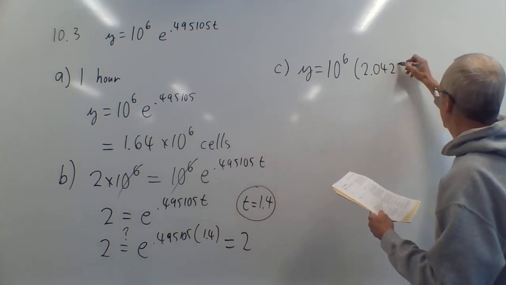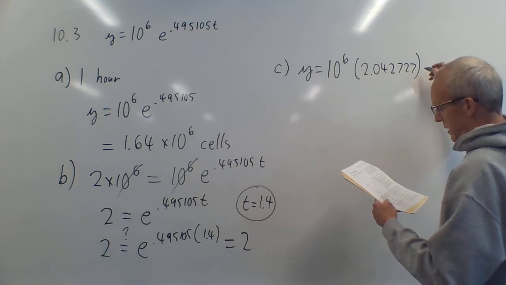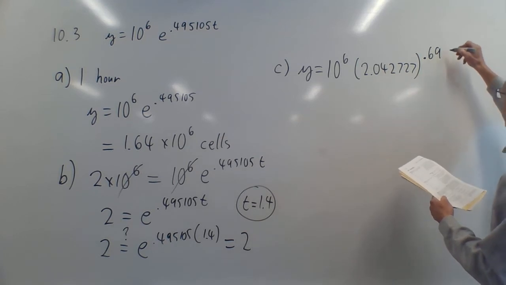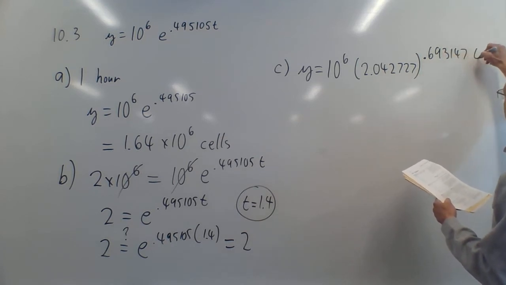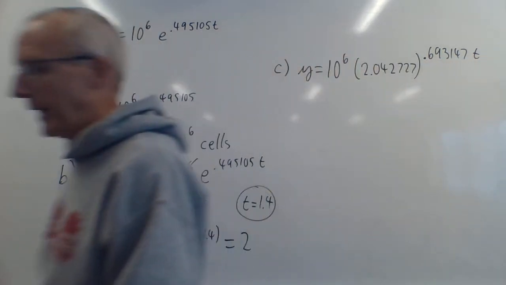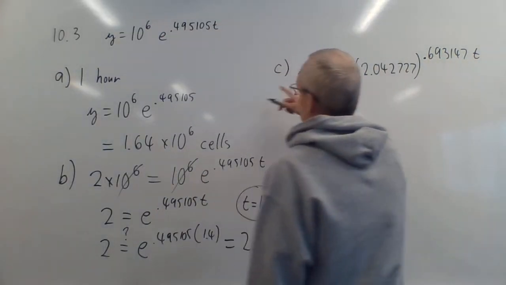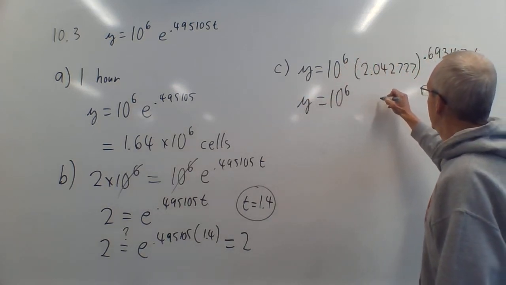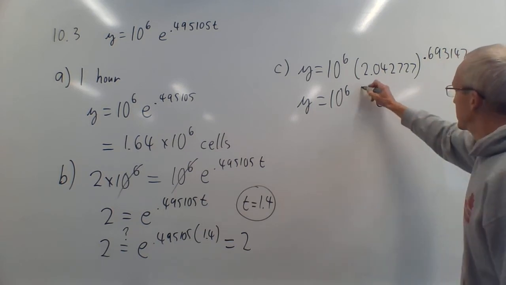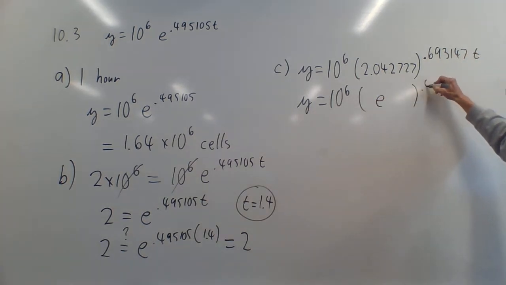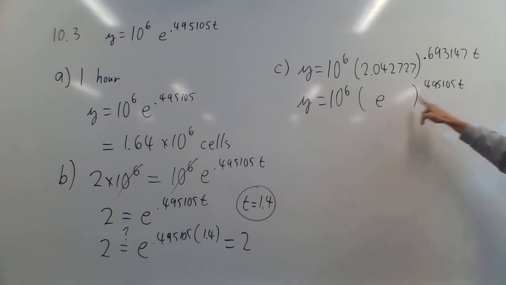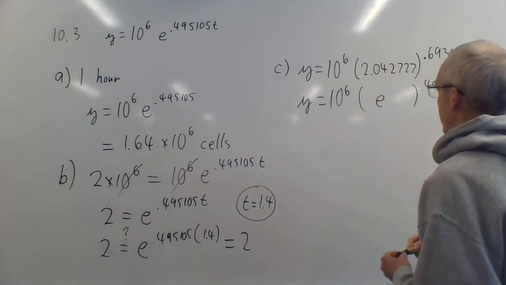to the 0.693147 times time. Okay, so that's what he says it is, and the original one we used was y is 10 to the 6 e to the 0.495105 t. So the question is, is e to that the same thing as this to this? Okay, so that's what we've got to figure out. Are they the same thing?